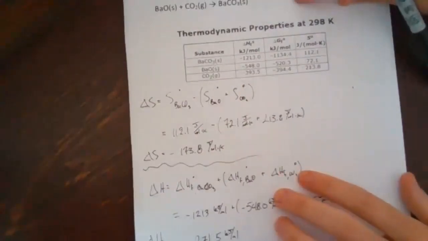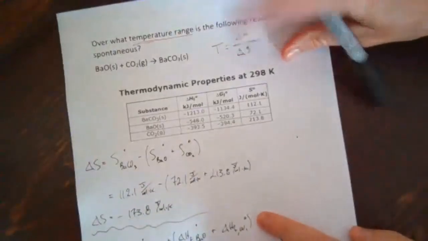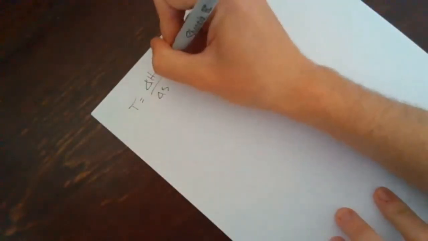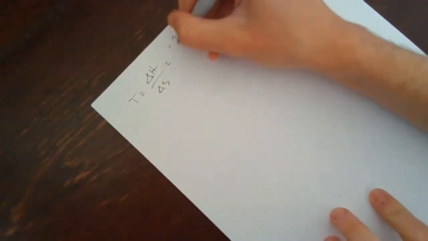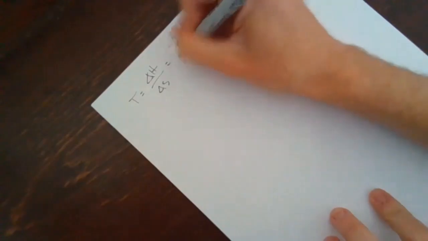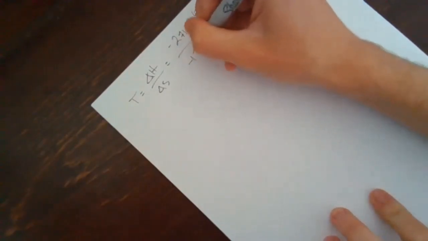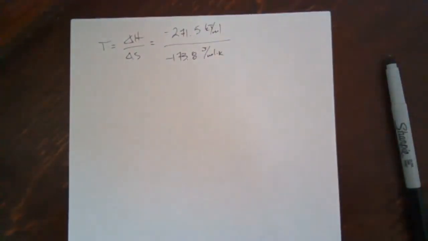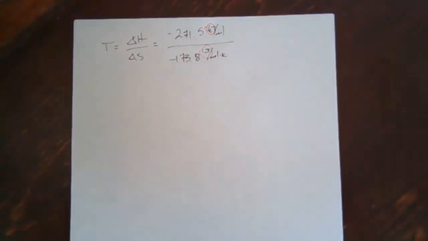So now we want to combine these in this equation right here. T is going to be delta H divided by delta S. So we've got to plug them in now. The delta H is negative 271.5 kilojoules per mole, and my delta S is negative 173.8 joules per mole Kelvin. One of the things we want to be mindful of is that I have joules and kilojoules. Those aren't going to cancel out correctly.